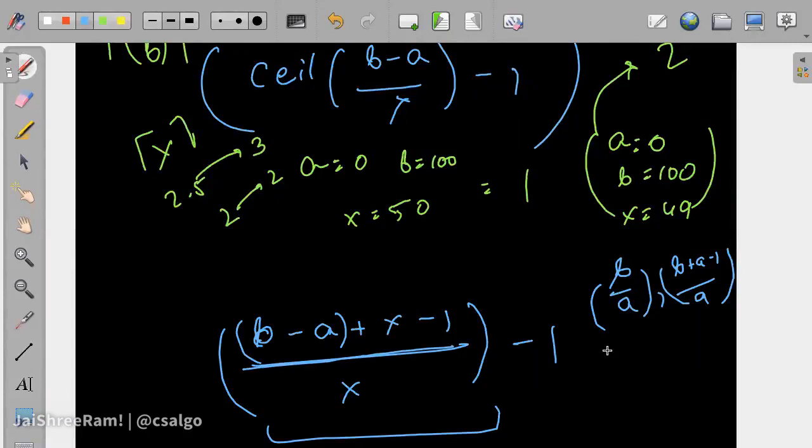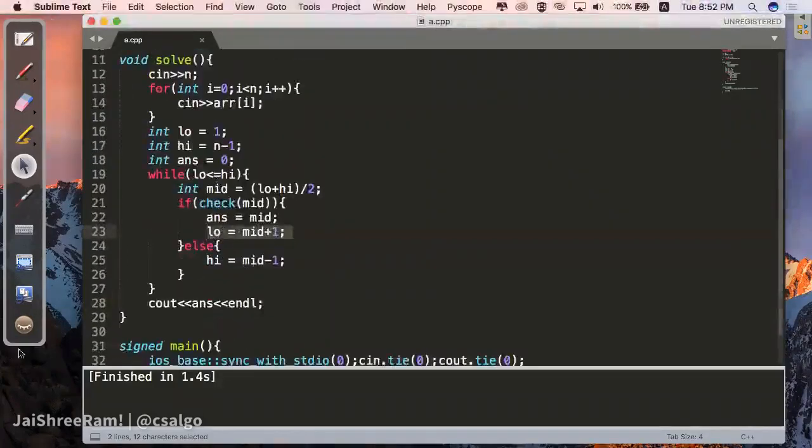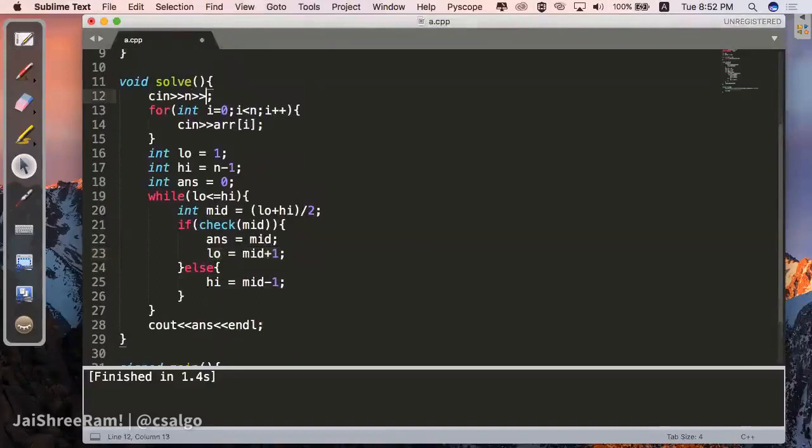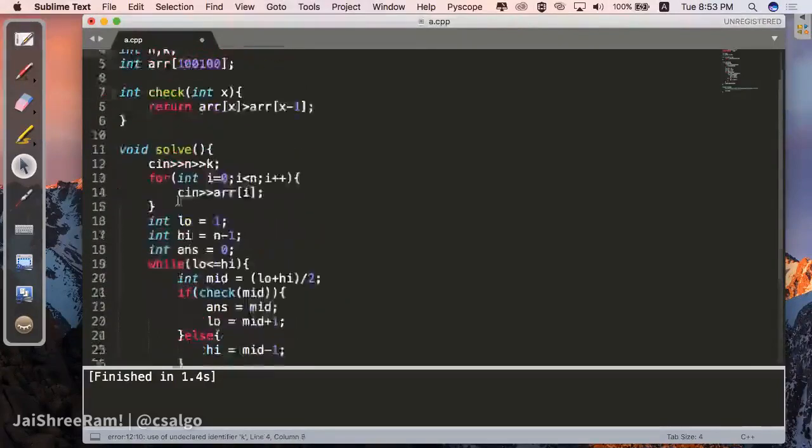Make sense? So now let's quickly look into the coding part of this particular problem. For this particular problem, we will have the same particular idea, but we will just write something like this. So we need n and k, right? And we need the array. So we will keep these things in global.